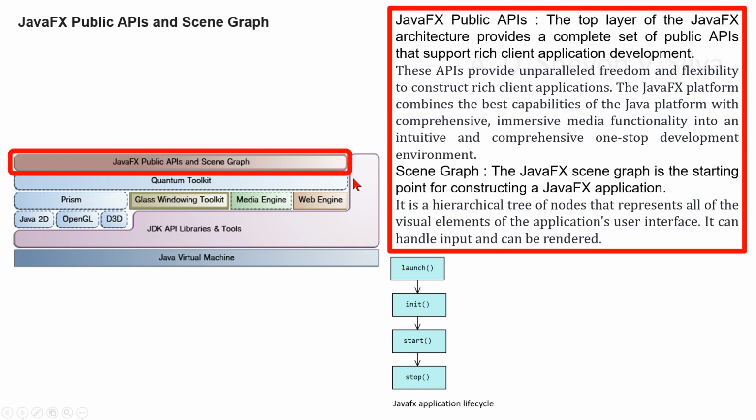Scene Graph. The JavaFX Scene Graph is the starting point for constructing a JavaFX application. It is a hierarchical tree of nodes that represent all of the visual elements of the application's user interface, that can handle input and can be rendered.